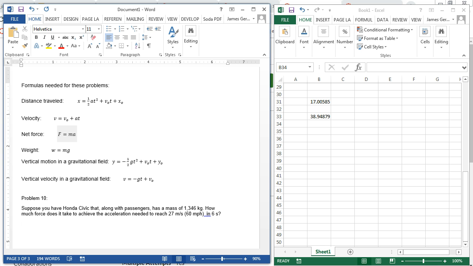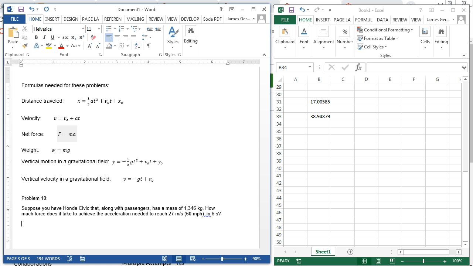That's actually about right for a Honda Civic with 1 or 2 passengers in it. How much force does it take to achieve the acceleration needed to reach 27 meters per second in 6 seconds? So for those of you that like cars, this is 60 miles per hour in 6 seconds. It's a pretty standard metric that you want to measure car performance against if you're interested in car performance.